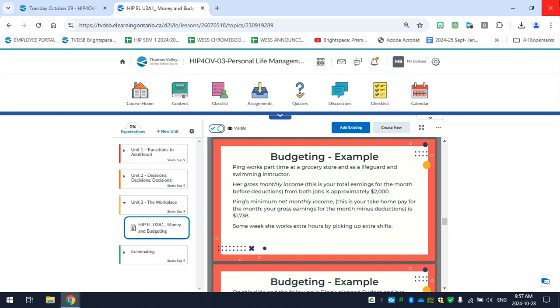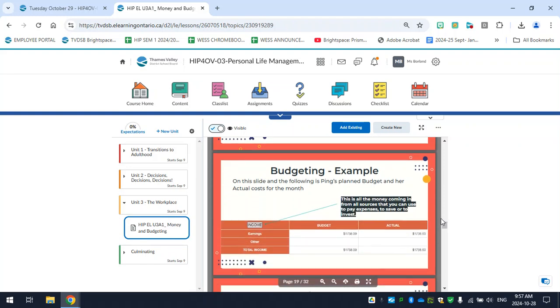It is $1,738. So really the money that Ping has to spend on things like rent, car, gas, bills is $1,738 and not that $2,000 amount because she has to pay those deductions. Some weeks she works extra hours by picking up some extra shifts. Awesome. Let's move into the next slide.